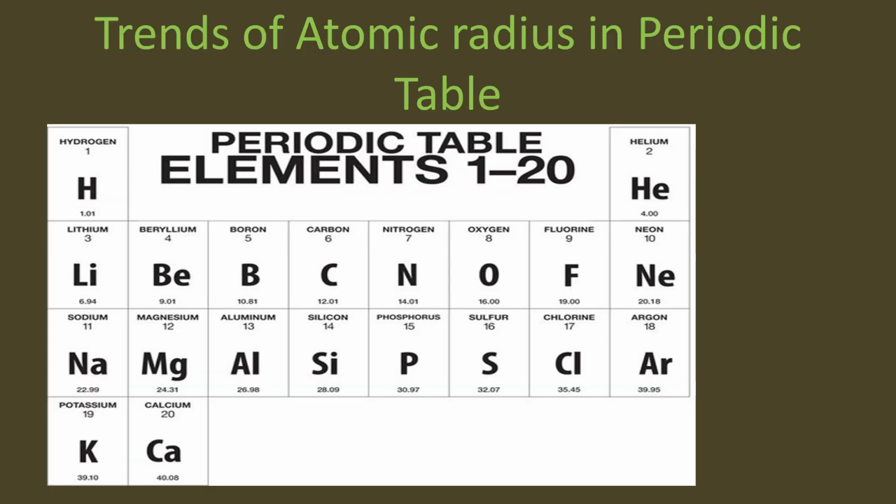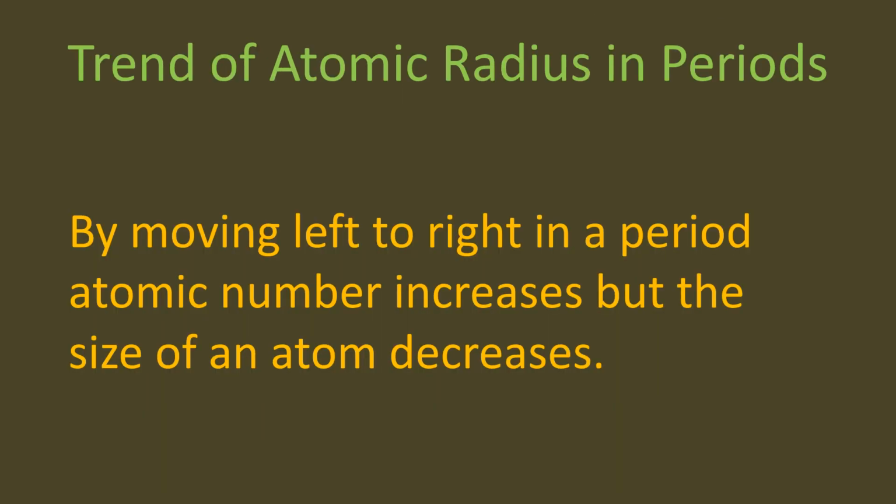Now, what are the trends of atomic radius in the periodic table? In my previous lecture, I told you in detail about the periodic table. We have to consider periods and groups. The horizontal rows are periods, while the vertical rows are groups. I have taken 20 elements here because elements 1 to 20 are included in your syllabus. Moving from left to right in a period, atomic number increases, but the size of an atom decreases.